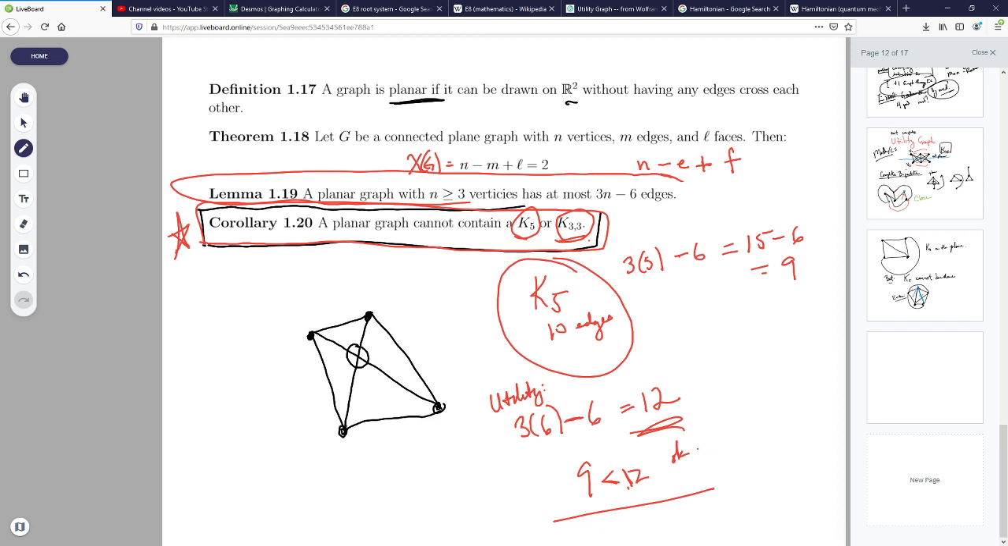Yeah, I think that should be it for the day. Maybe, yeah, K33 is the utility graph, right? That's the thing that I was drawing.